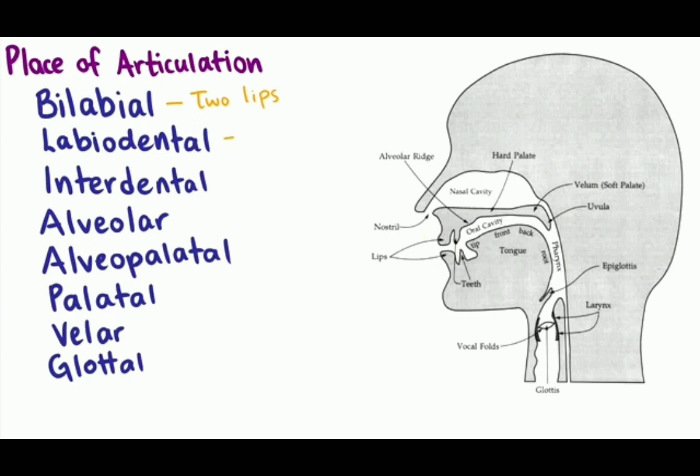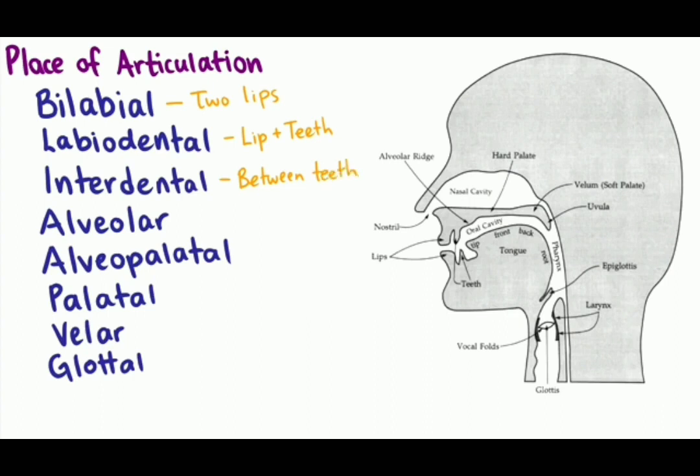The labiodental sounds are made when your lower lip is touching your top teeth, as in F as in view or V as in very. You have your lower lip touching your top teeth. Interdental, well, inter means between, and dental means teeth. So this is between the teeth.